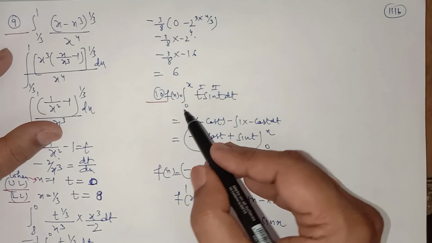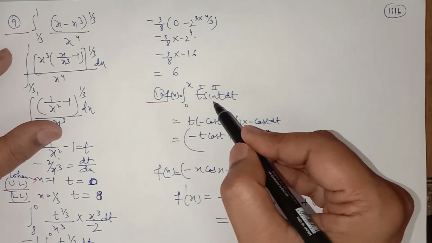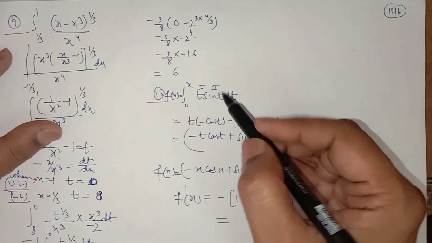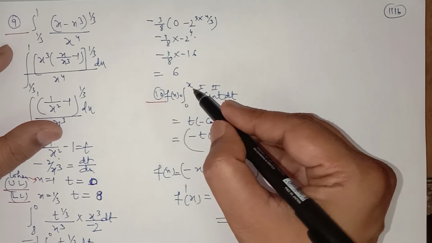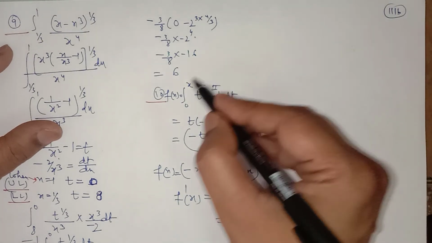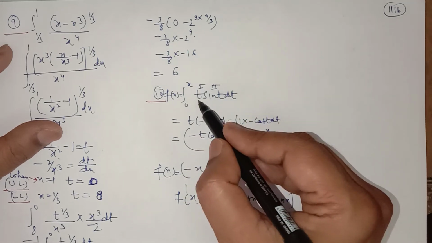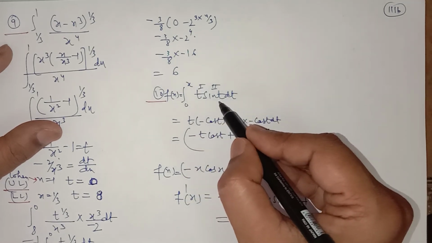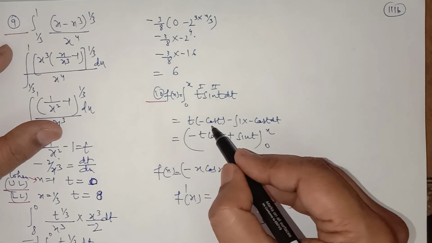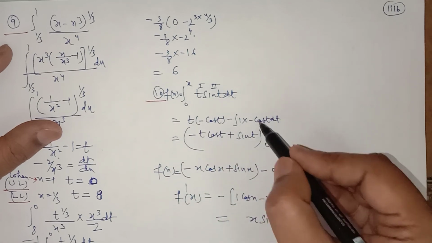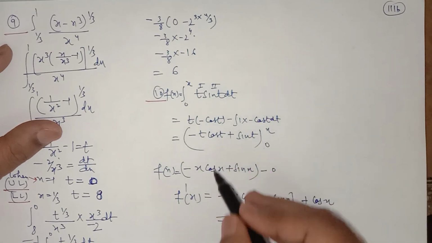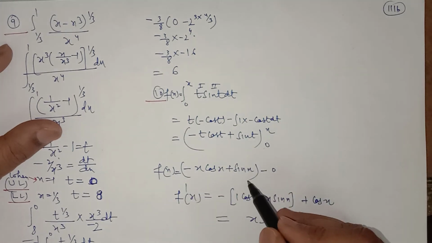Now in question number 10, it is given the integral of t into sine t with respect to t, and the limit is 0 to x, and you have to find the derivative of it. So first of all, you integrate it by integration by parts, taking this as the first function and this as the second function. First function as it is, integration of second minus derivative of the first into this, upper limit minus lower limit. You are getting this, and you have to find the derivative of this.